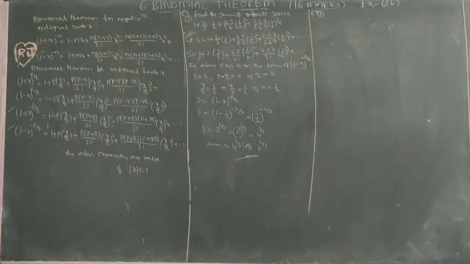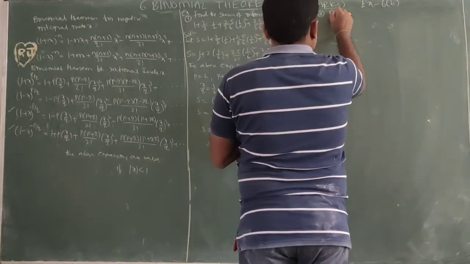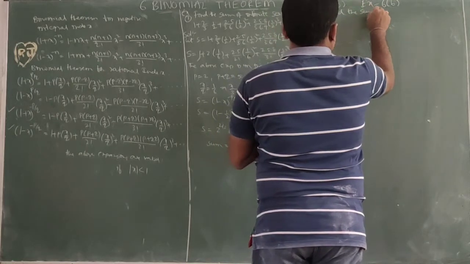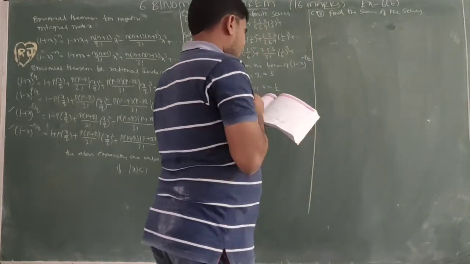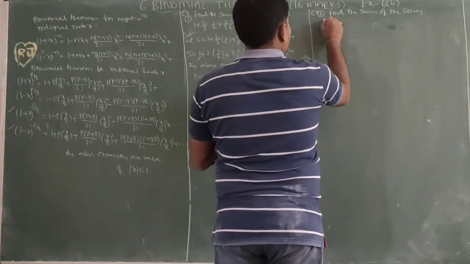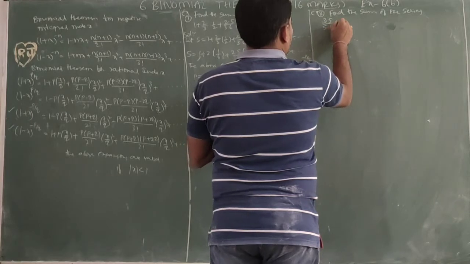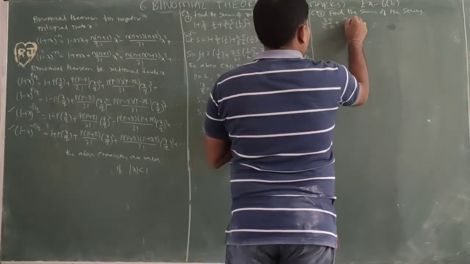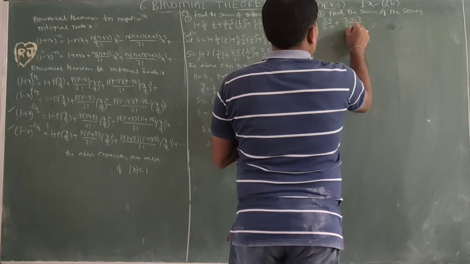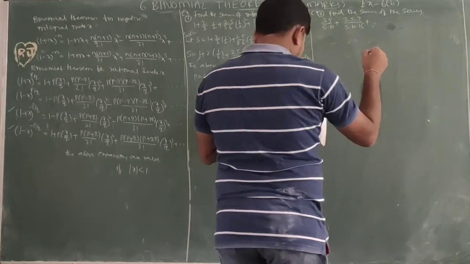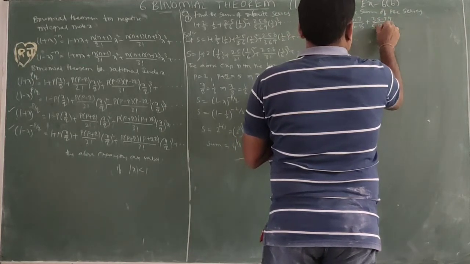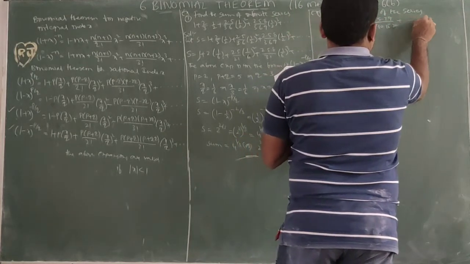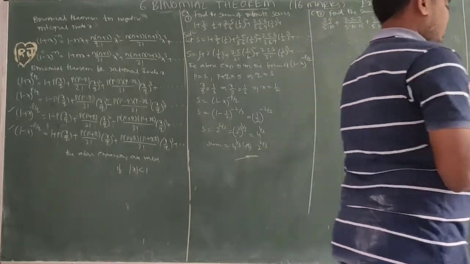Next, example 8. Find the sum of the series: (3·5)/(5·10) plus (3·5·7)/(5·10·15) plus (3·5·7·9)/(5·10·15·20) plus up to so on, infinity number of terms.